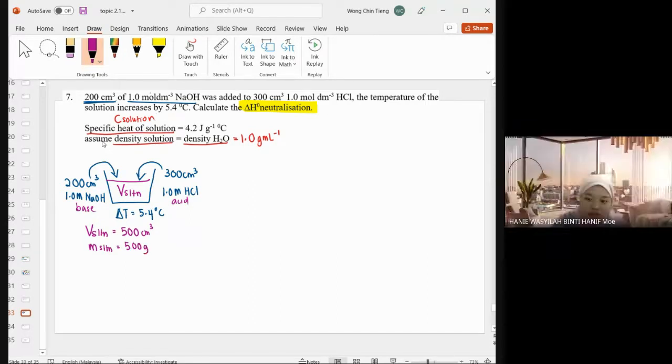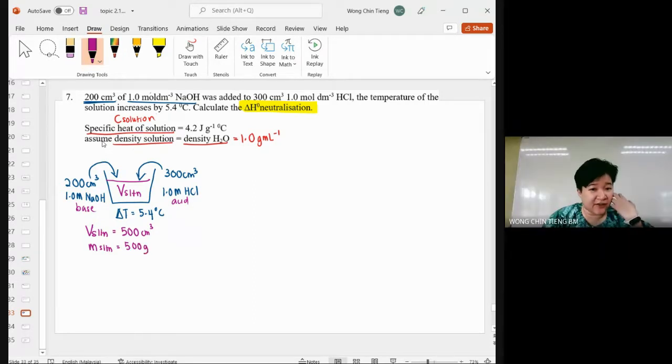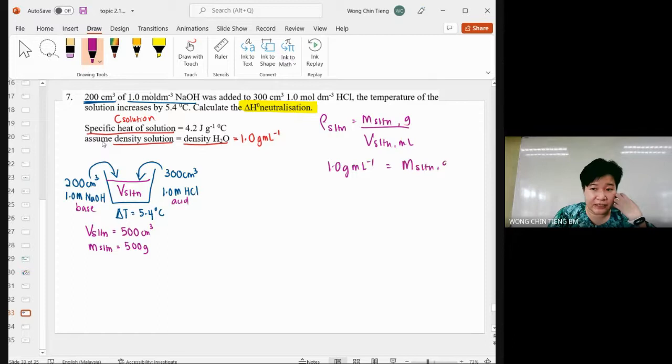500 gram. Sebab apa? Saya nak ulang density yang kita buat semalam. Density of solution will equal the mass of solution in gram over volume of solution in milliliter. Density adalah 1 gram per milliliter. Mass adalah yang kita nak cari, in gram, volume 500 milliliter. Masukkan, kamu akan dapat mass solution 500 gram.